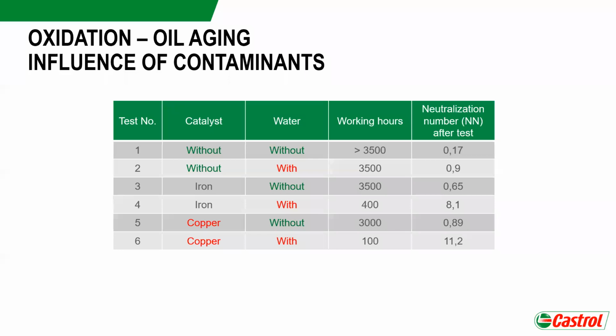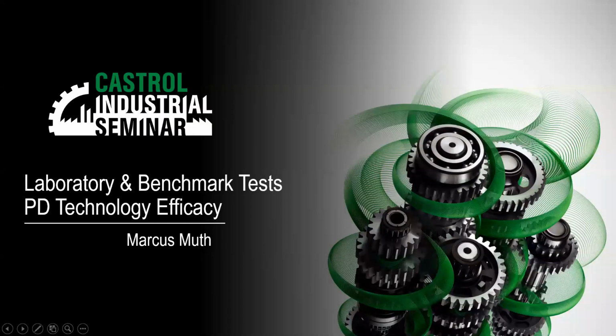In the first line, you see an oil oxidized at higher temperatures, but without water and any contaminant. It will reach a lifetime of over 3,500 hours. But if you look at line 6, you see there is copper powder and water in the lubricant. We only get a lifetime of 100 hours, which is far away from 3,500 hours. And with this short introduction about the basics of lubrication, I will hand over to Markus.